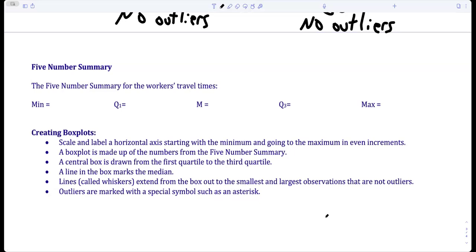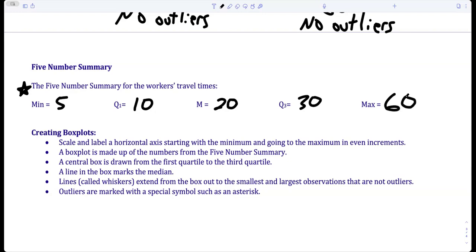So we have what is called the 5-number summary. So the 5-number summary is the minimum, Q1, the median, Q3, and the maximum. So we found those by hand, right? We didn't do the max and the min, but we put them in order. So the minimum was 5. Q1 was 10. The median was 20. Q3 was 30. The maximum was 60.